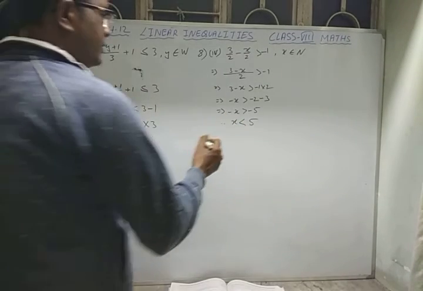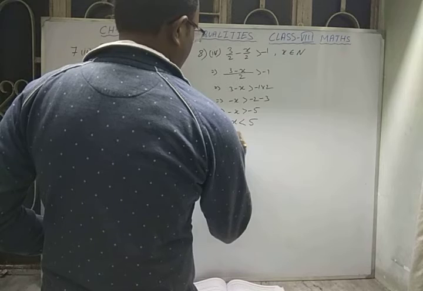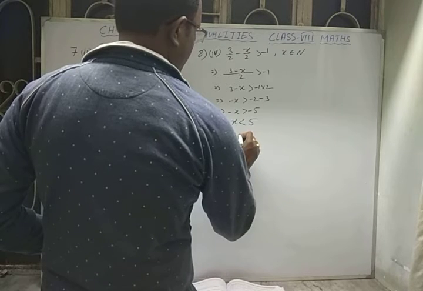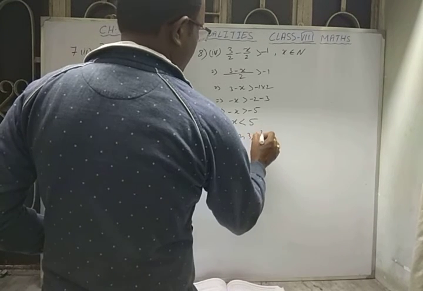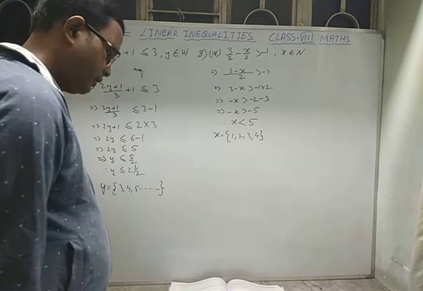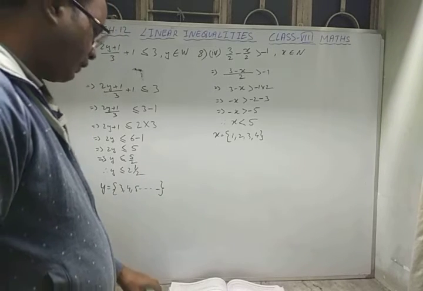So what are the numbers for which x is less than 5? The natural numbers which are less than 5 are 1, 2, 3 and 4. This is the solution set.